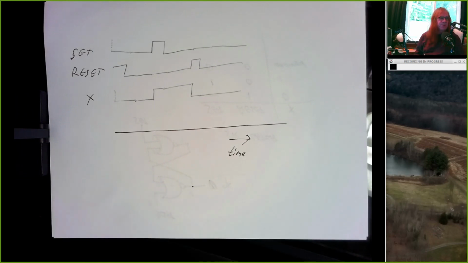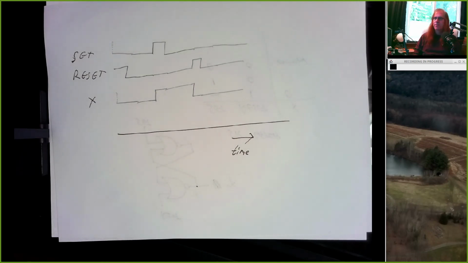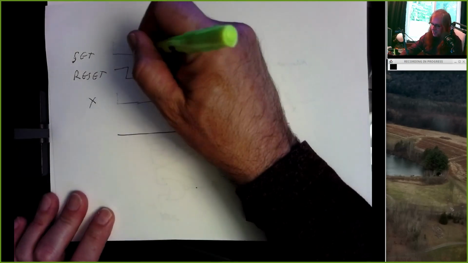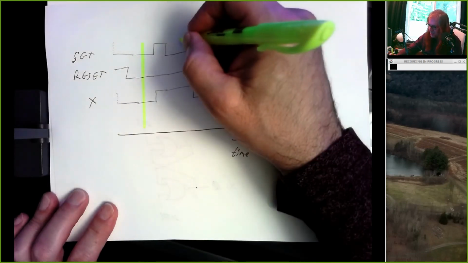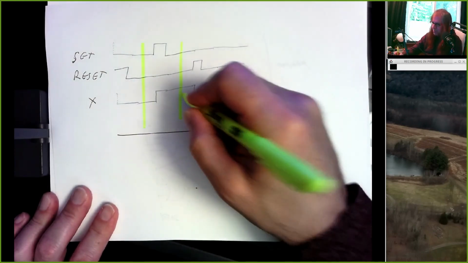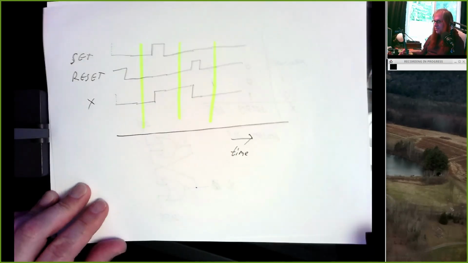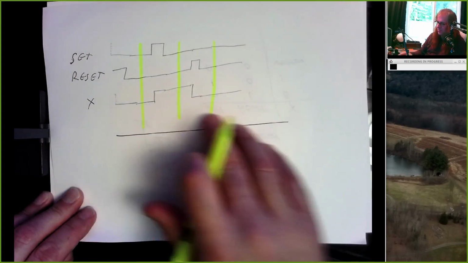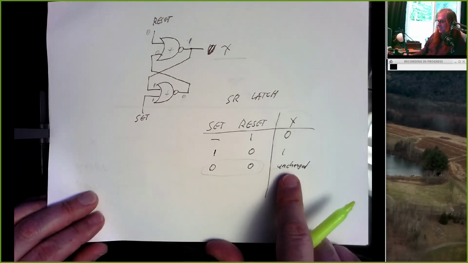So there's a better way of describing the behavior of this latch than a truth table, because we can see how the past values of inputs affect the current output. And the interesting thing here is, here's a case where set and reset are both 0, and the output is 0. Here's a case where set and reset are both 0, but the output is 1. And here's another case where set and reset are both 0, and the output is low. So those points illustrate this idea. If set and reset are 0, we can't definitively say X is 0 or X is 1.